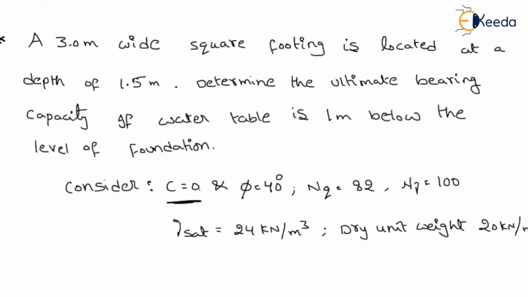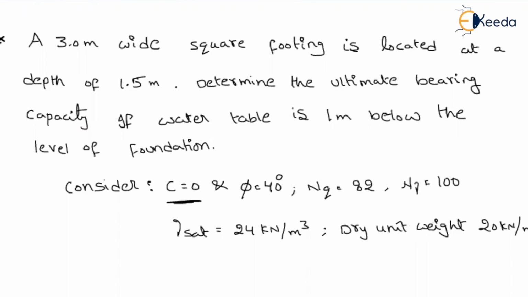Okay, C is given as 0. For phi equal to 40, N_q is given, and gamma is given. Saturated weight is given. Dry unit weight is given. I think if you see with respect to the previous video problem, what is the change here? Only one change has occurred. In the previous case, your water table was 4 meter below the level of foundation, but here your water table is 1 meter below the level of foundation.